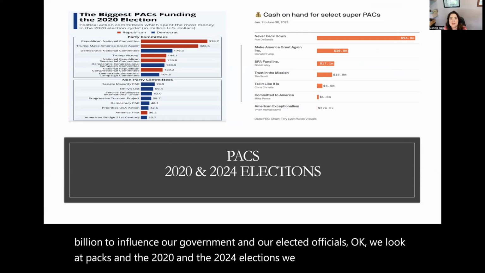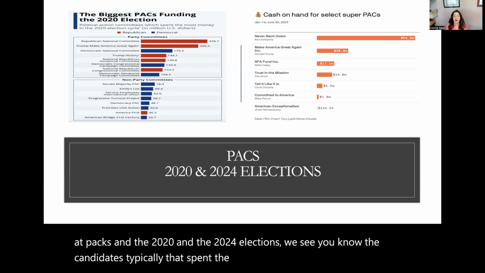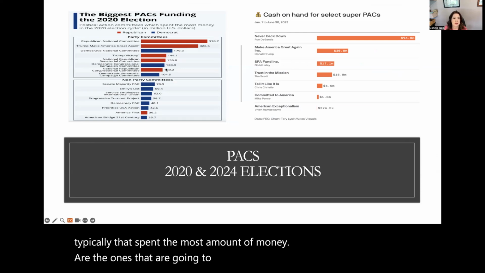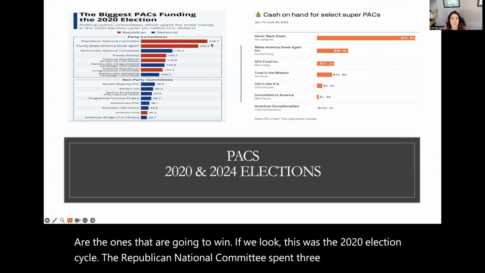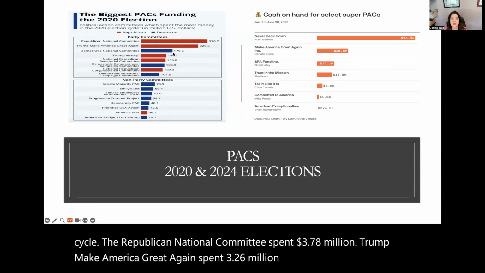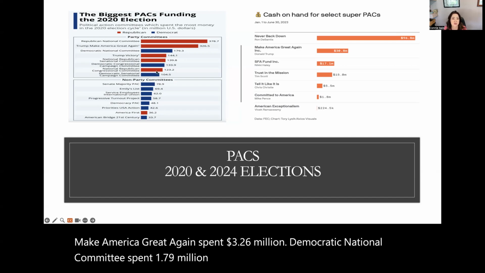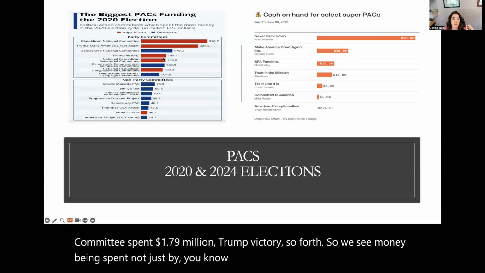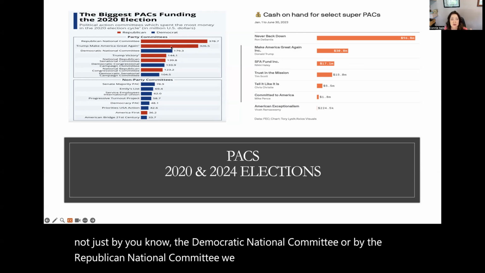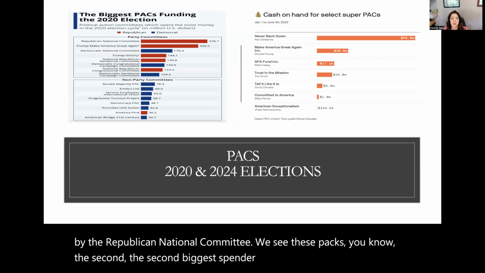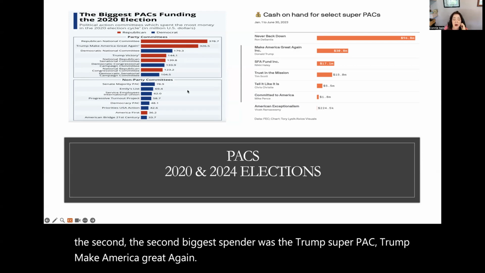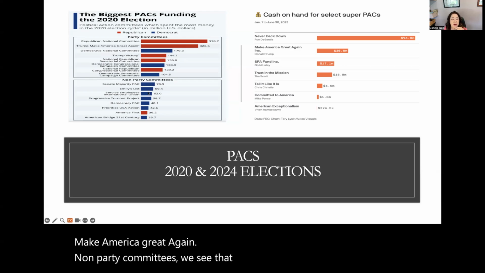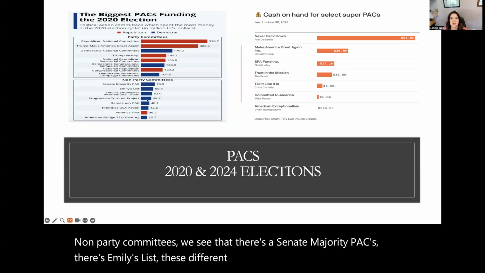Okay, we look at PACs in the 2020 and the 2024 elections. We see the candidates typically that spent the most amount of money are the ones that are going to win. If we look at the 2020 election cycle, Republican National Committee spent $3.78 million. Trump Make America Great Again spent $3.26 million. Democratic National Committee spent $1.79 million. Trump Victory, so forth. So we see money being spent not just by the Democratic National Committee or by the Republican National Committee. We see these PACs, the second biggest spender was the Trump super PAC, Trump Make America Great Again. Non-party committees, we see that there's the Senate Majority PACs, there's Emily's List, these different Democratic ones that were spending tons of money.